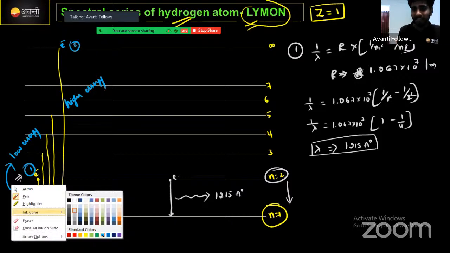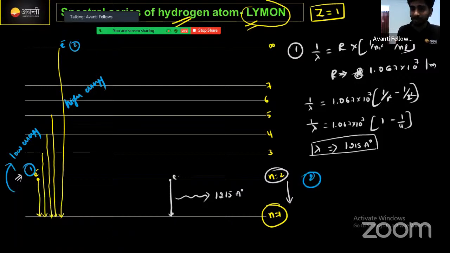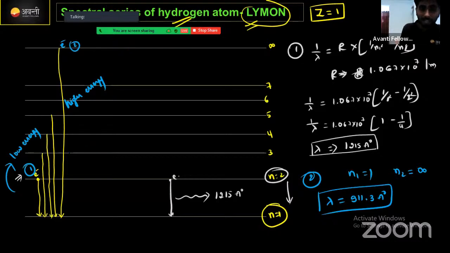Similar way, second case. In the second case, same, but N1 you need to take one only, ground state it will become, but N2 is equal to infinity. It is coming from infinity, correct? In this case, you will get lambda value around 911.3 angstrom. I calculated this one, that's why I'm writing directly. The electron which is coming from infinity to the ground state emits the wavelength around 911.3 angstrom.